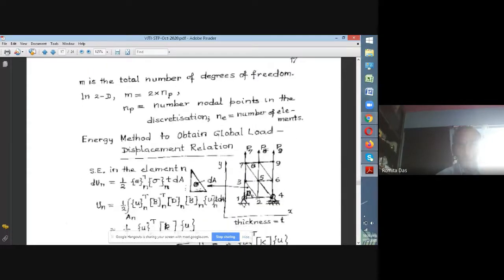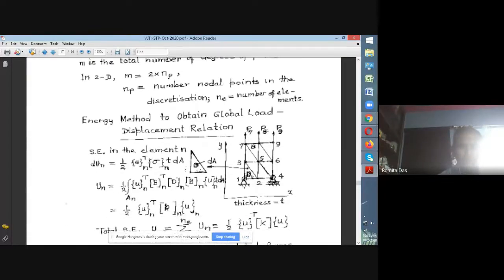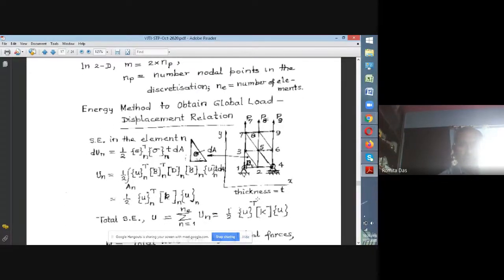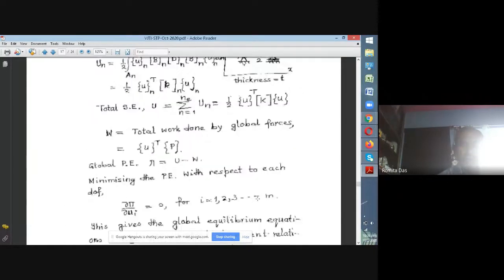Then we talked about how we can get the same expression from the energy method. So therefore, we talked about how we evaluate the strain energy in each of the elements. Then how do we get the total strain energy, and that finally boils down to the relationship: total strain energy is equal to half U transpose KU.